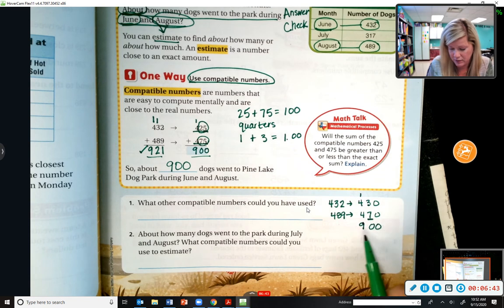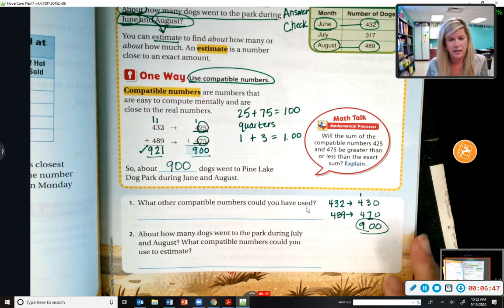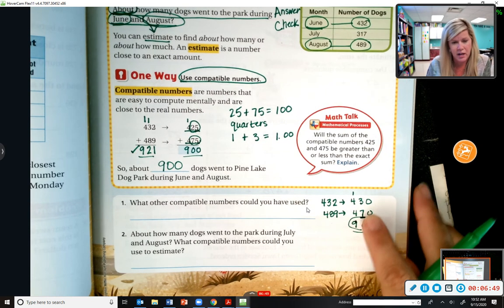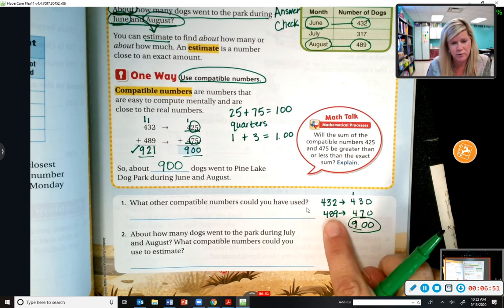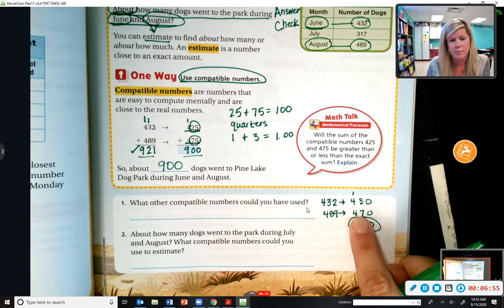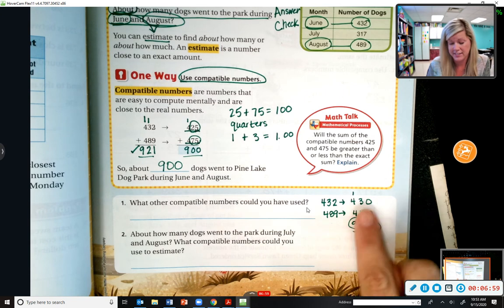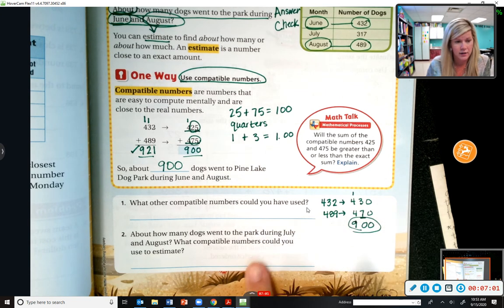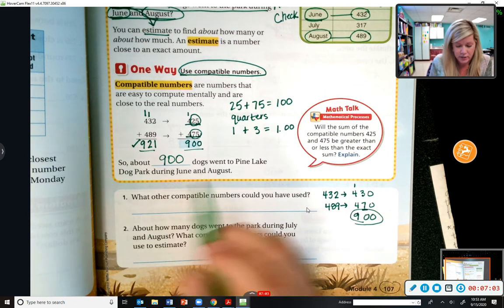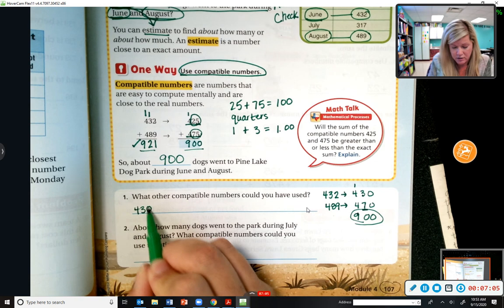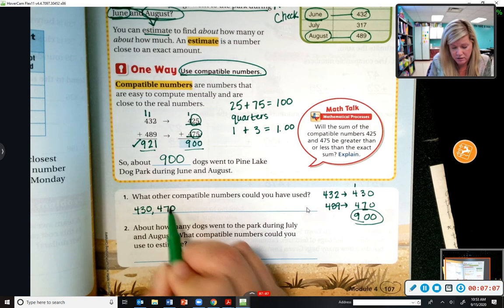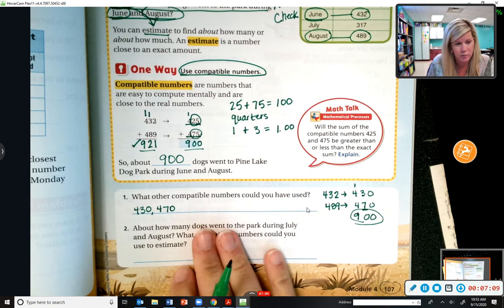And we still get 900. Okay? So they're not necessarily rounded because 489 would round to 490, but they are compatible because 3 and 7 go together pretty well. They're easy to add in our head. Okay? So we could have used 430, 470, and I'm sure you can come up with more.